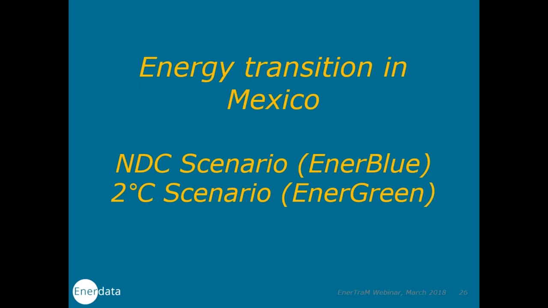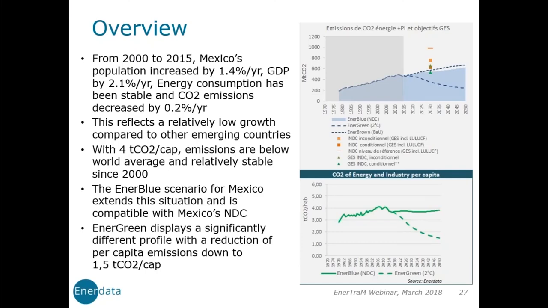Second case study on Mexico, again comparing the EnerBlue and the EnerGreen scenario. From 2000 to 2015, Mexico's population increased by 1.4% per year and GDP by 2% per year. That is a much slower population and economic growth. And energy consumption has been stable, and CO2 emissions even decreased by 0.2% per year during those years. So it means that the starting point is very different in Mexico than in Vietnam. This is a relatively low growth compared to other emerging countries, with 4 tons of CO2 per capita, emissions in Mexico are below the world average, relatively stable since 2000.